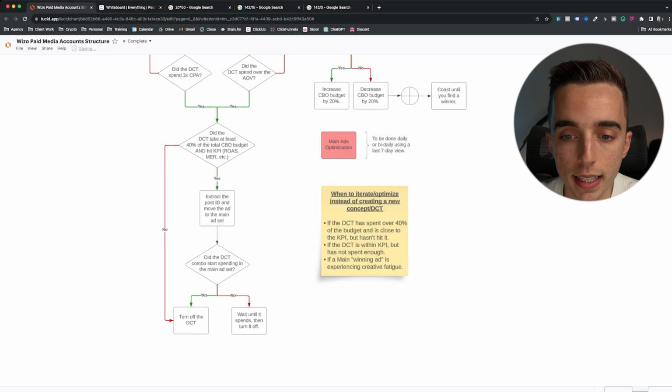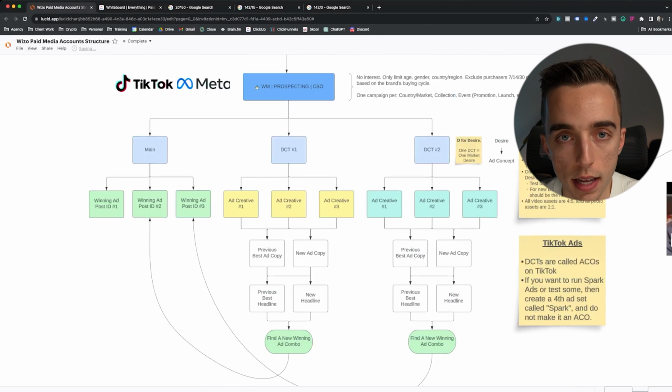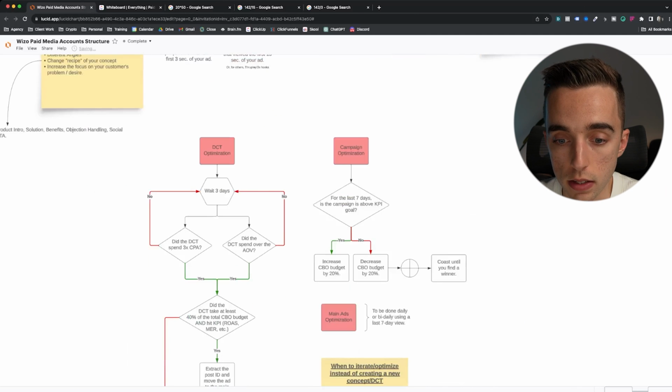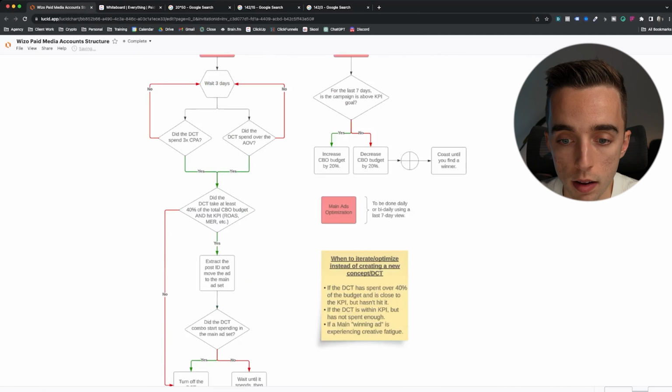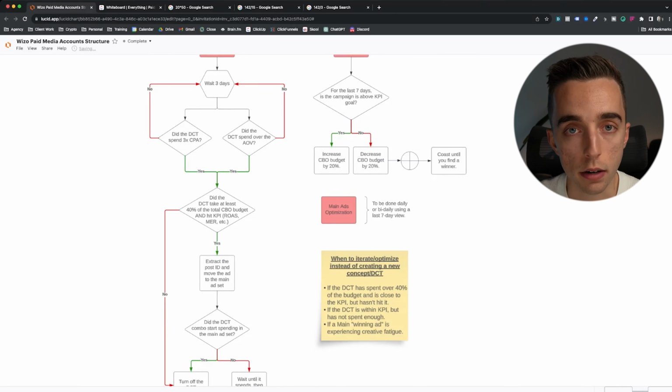Okay, yes, let's go back right here. Did a DCT take at least 40% of the total CBO budget and hit KPI? So going back right here, let's say you're spending $100 a day on this campaign. You have 3 tests. 2 of the DCTs have spent $20 each. This one got $60 attributed to it. So $60 attributed to it means it's 3 times above your CPA, and it means it got over 40% of the total budget. Great. That's a good indicator that Facebook, or TikTok for that matter, believes that this ad is a strong ad.